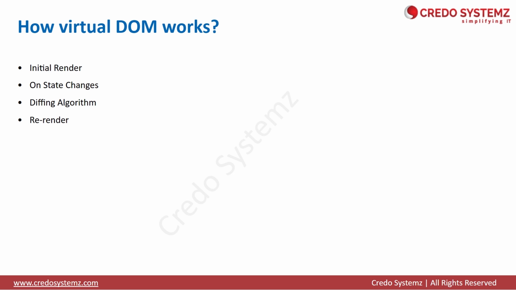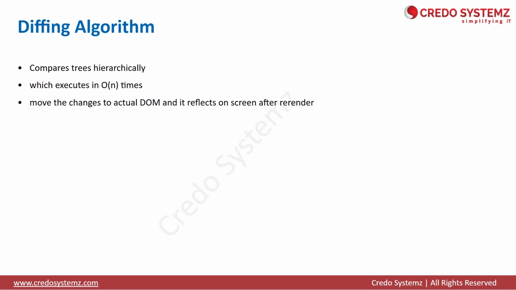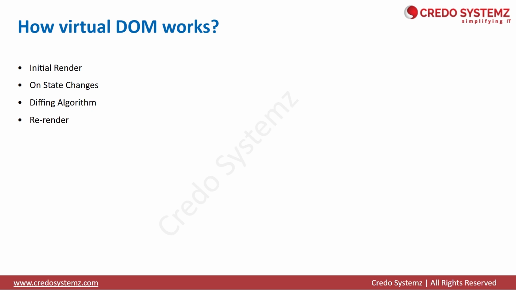So what this algorithm does is compare the DOM line by line, take the changes, and inject all the changes into the actual DOM in a single shot, which is nothing but a batch update. Once that batch update is done, the re-render happens. This batch update happens on the actual DOM, which is nothing but your real DOM. Hope this is clear. Let me explain again how virtual DOM works.